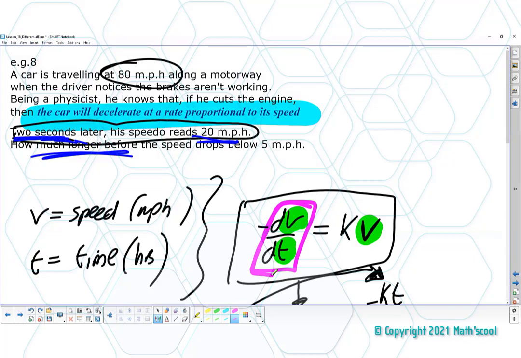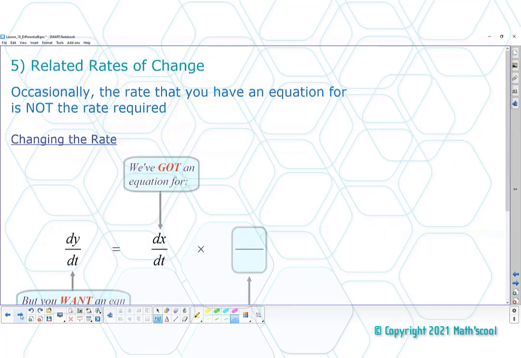Which is great, because they asked me how much longer, which is t, until the speed is 5 miles an hour, and that's v. So if I've got an equation connecting v and t, that's very useful for the thing that I might want to do, which is calculate the time when the velocity is a certain thing. But sometimes you're going to have a rate that you don't want.